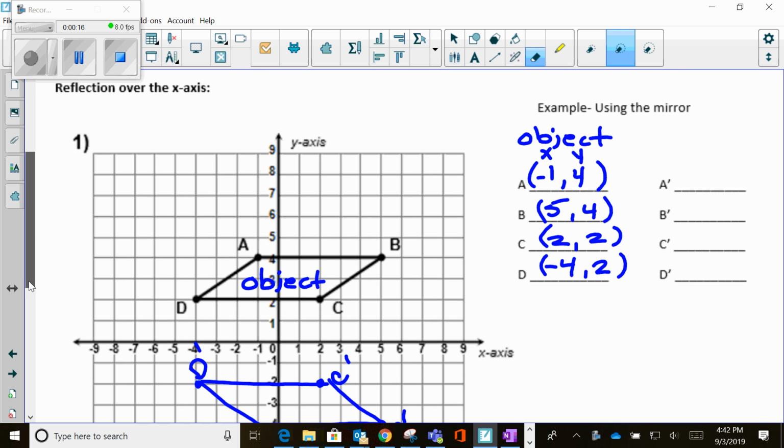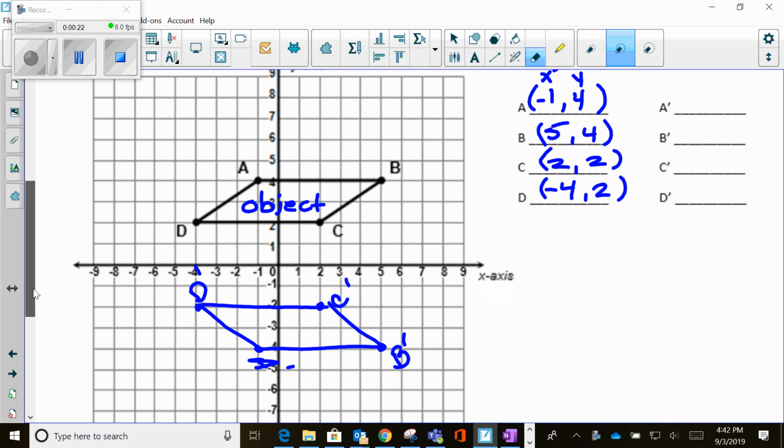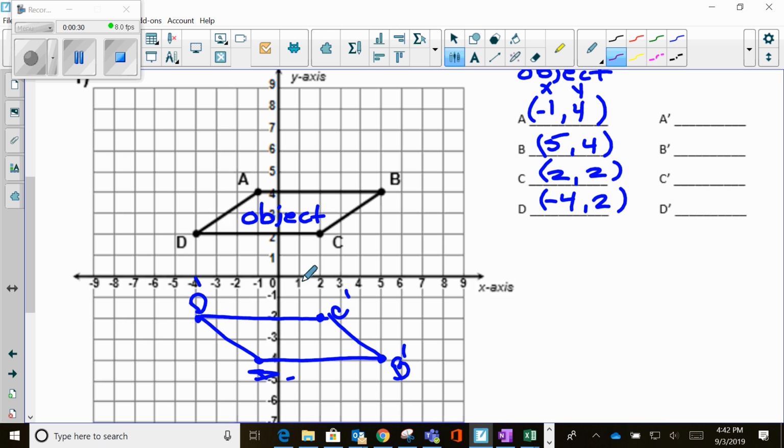So when we are reflecting over the x-axis on the coordinate plane, we are looking for that mirror image or that reflection image. The x-axis is the horizontal axis on the coordinate plane. So first we need to identify the points of our original object.